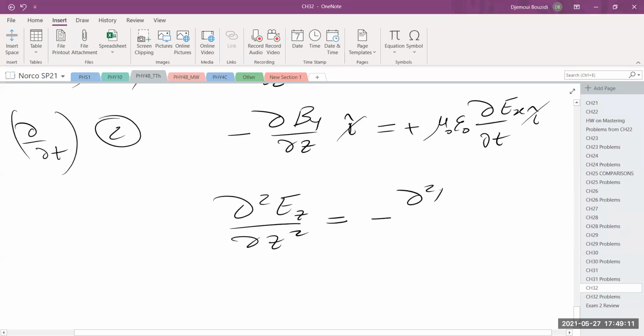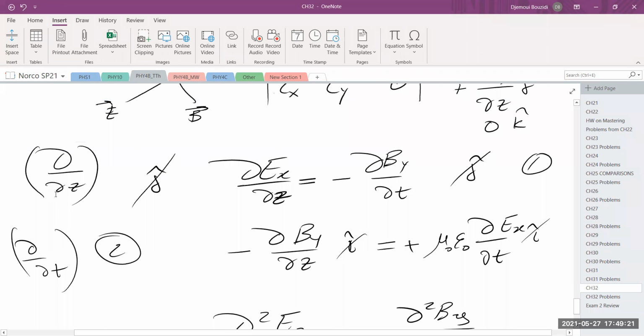The negative, the second derivative of b, remember, b has only a y component at the end of the day, of the derivative with respect to z of the derivative with respect to t. So this is a mixed derivative because I took the derivative with respect to t already to begin with, but I'm taking its derivative with respect to z.